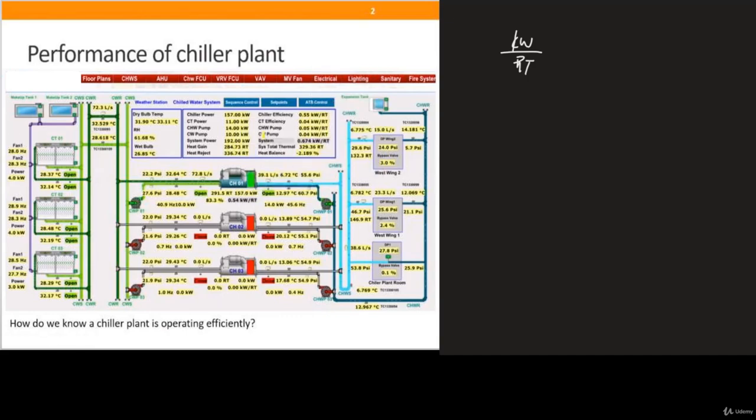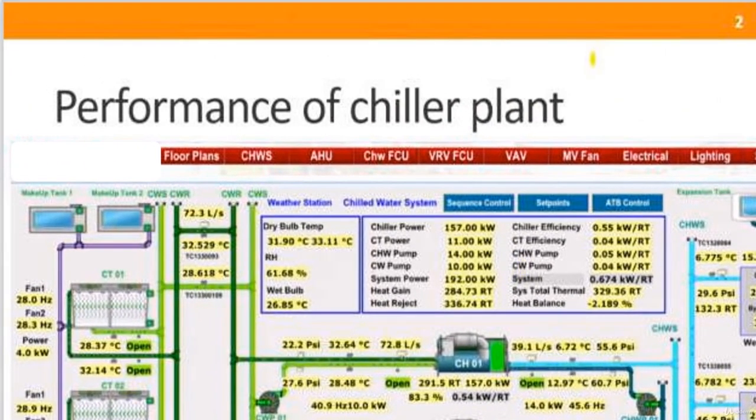If you take a look over here, in this particular BMS, they actually do the calculation in the BMS itself. Inside this box, you will notice there's this particular value, 0.674. This value tells you the current system efficiency. That is 0.674 kilowatt per ton.